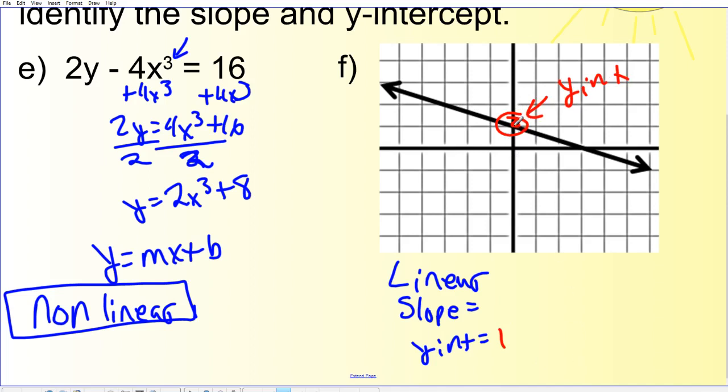Slope. I'm finding my points. Boom, boom, boom. Boom, boom, boom. So from one point to the next, to the next, to the next, I'm going to go down 1 over 1, 2, 3. Down 1 over 3. Down 1 over 3. Down 1 over 3. Slope is negative 1/3. So it is linear. I found my slope. I found my intercept. We are good to go.